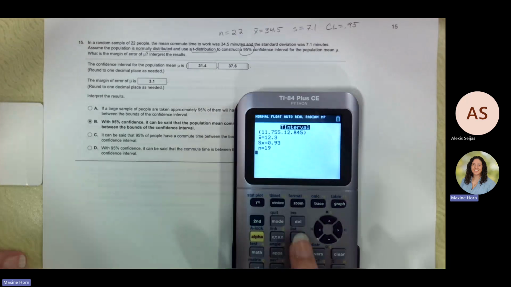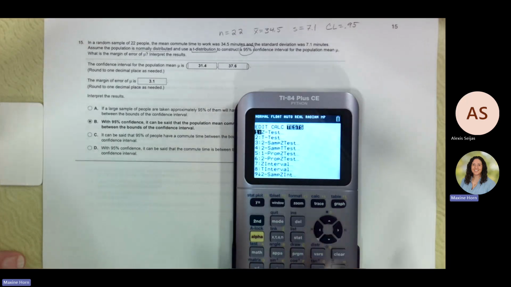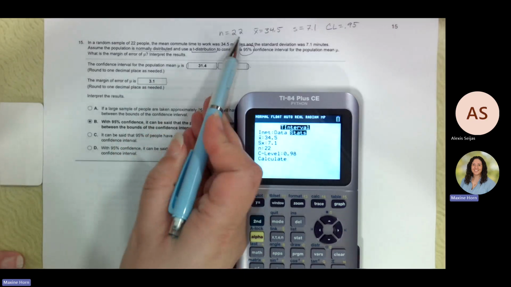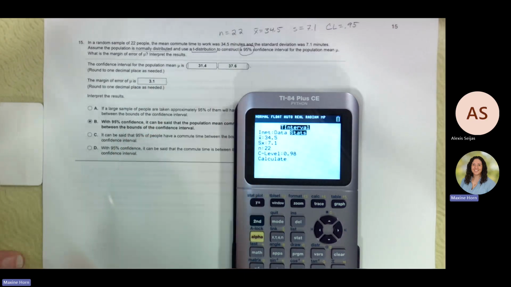We're going to go to stat tests number 8. This is a t interval, right? We're going to plug in what we have here: our x bar, our sample mean 34.5, s, which is our sample standard deviation 7.1, sample size 22, which they told us was normally distributed, which is why it's okay that we have a sample size less than 30, and a confidence level of 0.95.